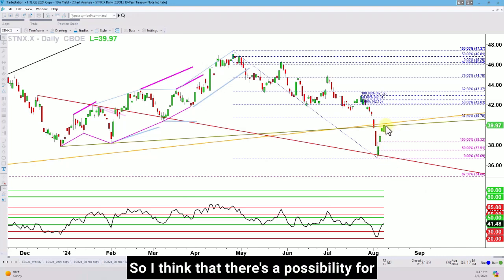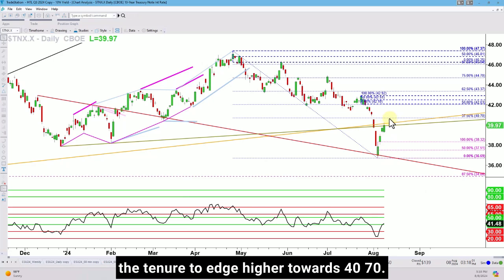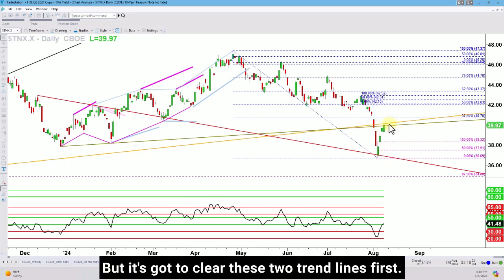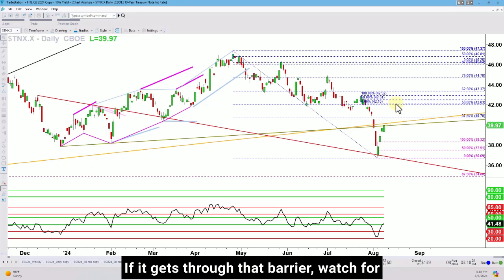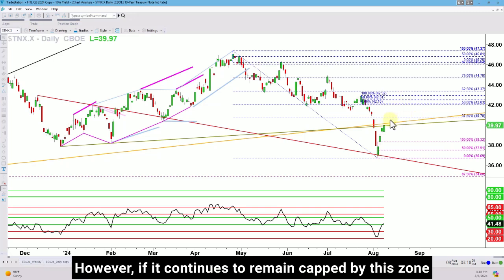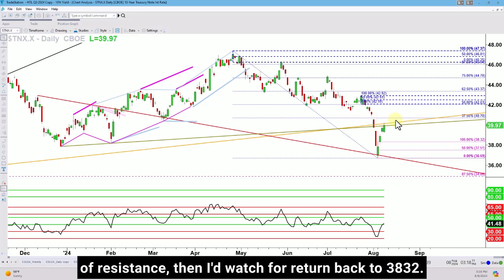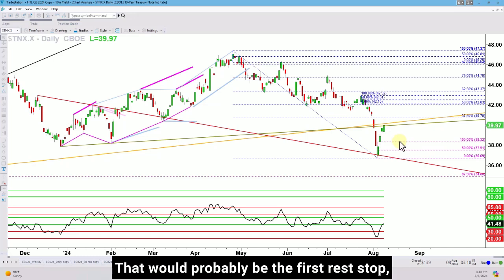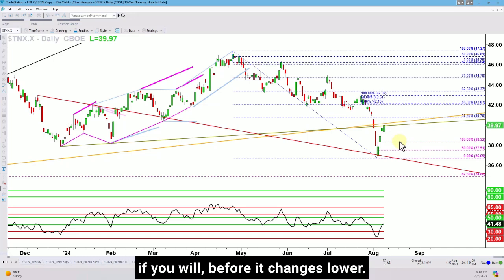So I think there's a possibility for the 10-year to edge higher towards 40.70, but it's got to clear these two trend lines first. If it gets through that barrier, watch for a move back towards 4.2 over the coming weeks. However, if it continues to remain capped by this zone of resistance, then I'd watch for a return back to 38.32. That would probably be the first rest stop, if you will, before it changes lower.